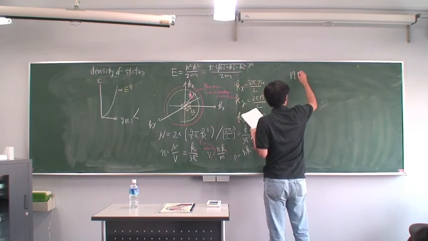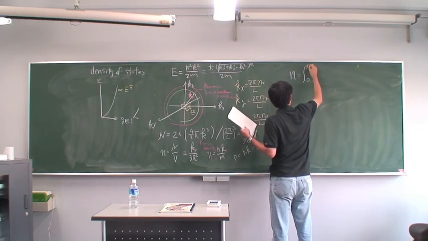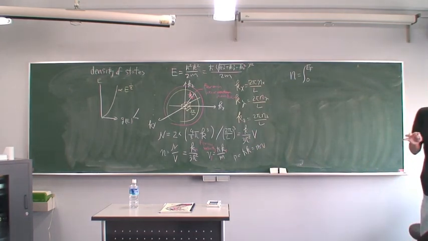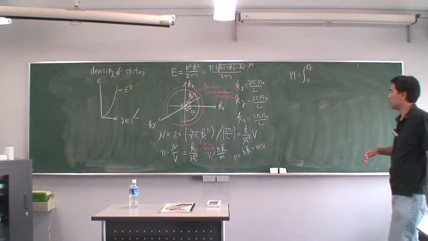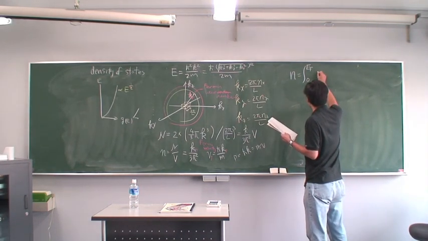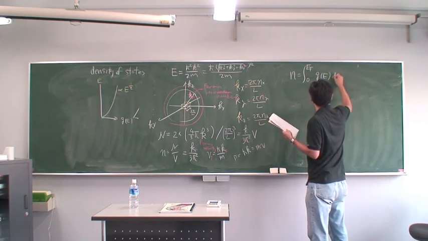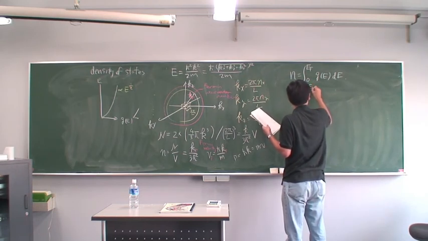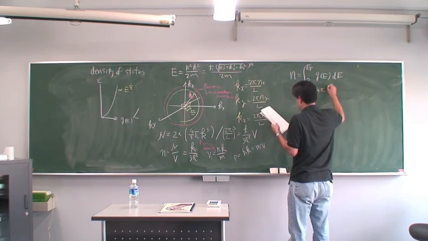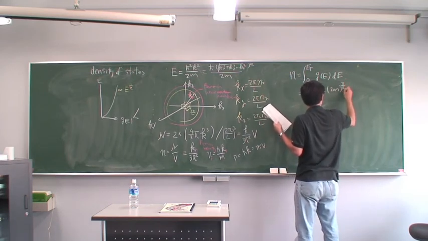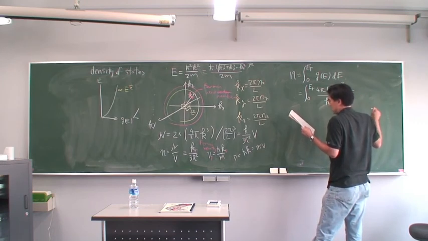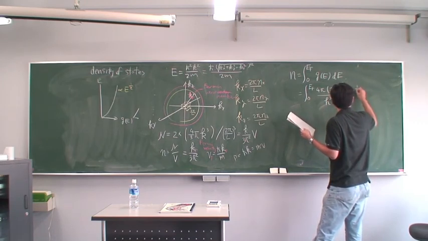N equals the integral from 0 to Fermi energy, and because at zero temperature you pack everything, electrons from zero energy to Fermi energy, that's it, you ran out of energy. Electrons, and g(E) dE, from zero to Fermi energy, 4π (2m)^(3/2) over h cubed, E to the 1/2 dE.